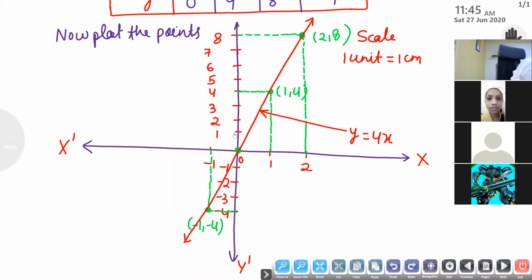Because y is equal to 4x is a linear equation in two variables. Linear equation means that the line will always be a straight line. Draw this figure, everyone. And don't forget to mention the scale. Scale is very, very important, and the scale will always be mentioned at the right side corner.